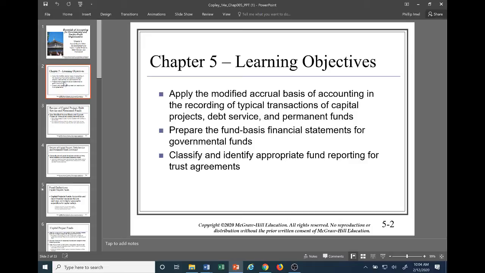So some chapter 5 learning objectives. We want to apply the modified accrual basis of accounting and the recording of typical transactions of capital projects, debt service, and permanent funds. We also want to prepare the fund basis financial statements for governmental funds and classify and identify appropriate fund reporting for trust agreements. Okay.